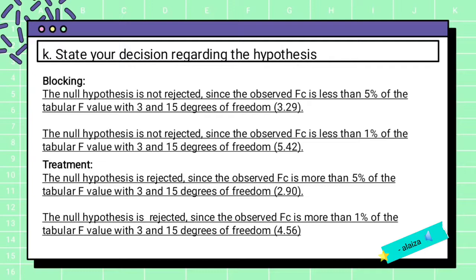Treatment: the null hypothesis is rejected since the observed FC is more than the 5% tabular F value with 3 and 15 degrees of freedom, or 2.90. The null hypothesis is rejected since the observed FC is more than the 1% tabular F value with 3 and 15 degrees of freedom, 4.56.